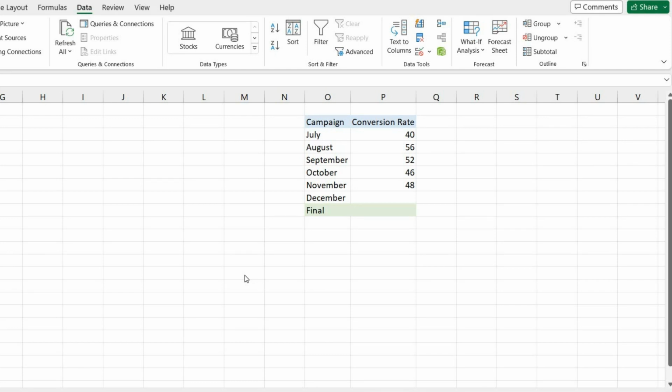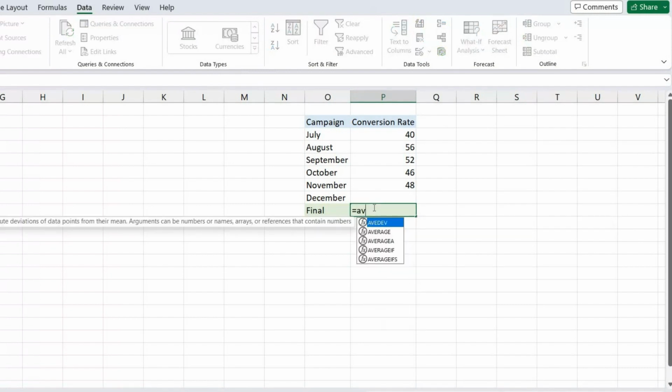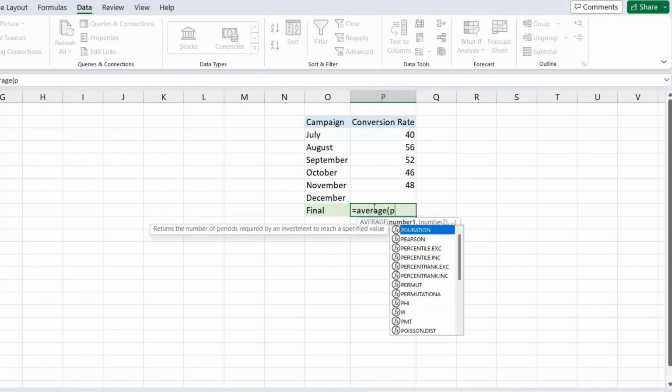So in this example, we set a goal for ourselves to have a conversion rate of over 50% at the end of the year. And through July through November, we have run our campaigns and we still have December left. And we want to know what will it take in December to get us to where we need to be at.